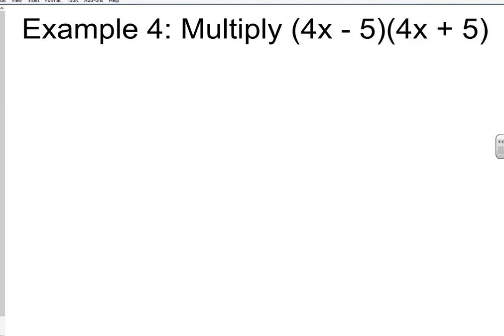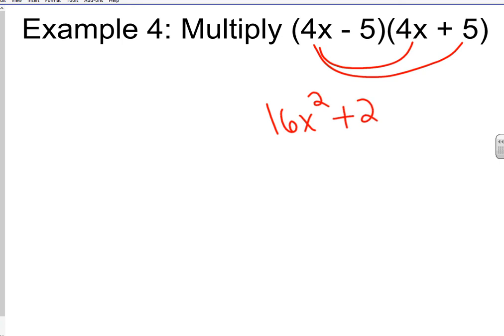Pause the video now as you try example 4. Press play to go over your answer. Pause the video. Don't be lazy. Pause it. 4x times 4x is 16x squared. 4x times 5 is 20x. Negative 5 times 4x is negative 20x. Negative 5 times 5 is negative 25.